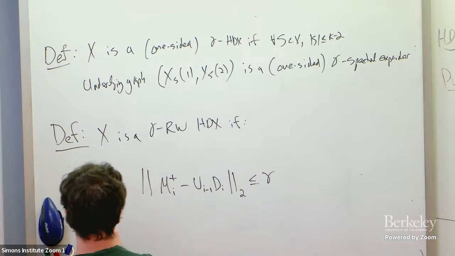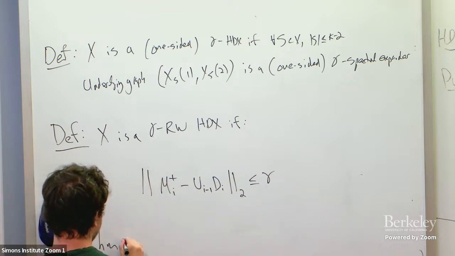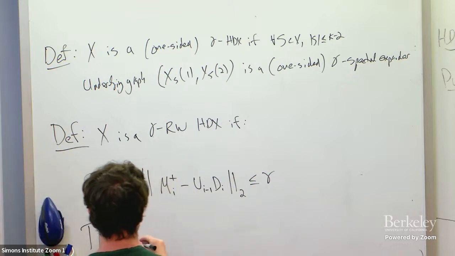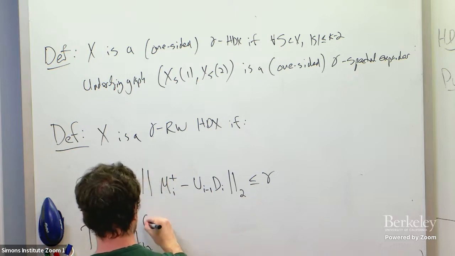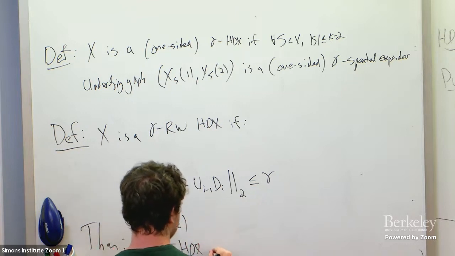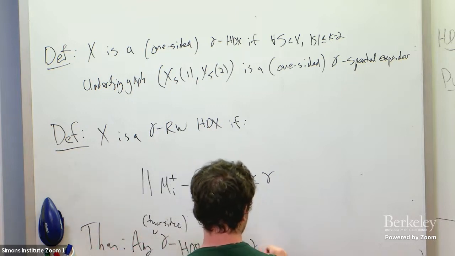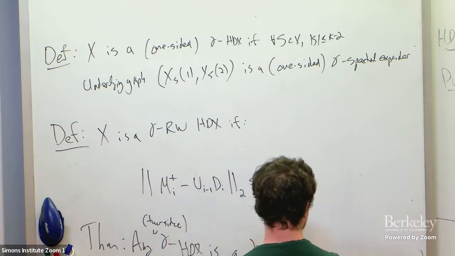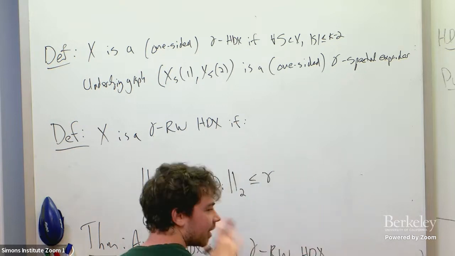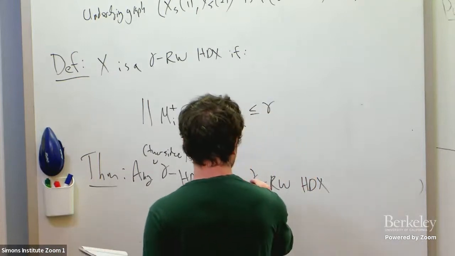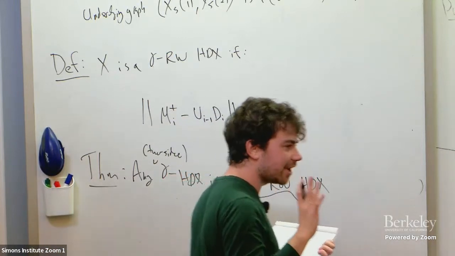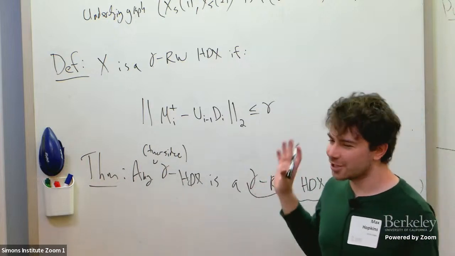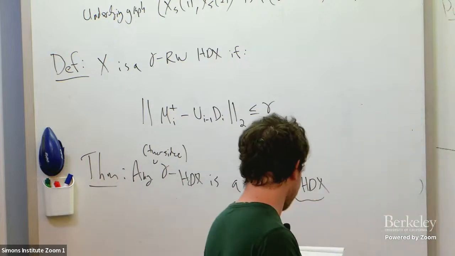Okay, and to reprove this theorem, we're only going to use one direction of it, that any two-sided gamma HDX is a gamma random walk HDX. And we will actually just use this definition in building the basis. I think we now have all the tools that we need to actually build the Fourier basis.